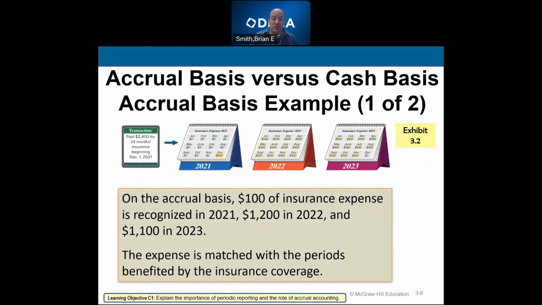So let's look at an example. We paid $2,400 for 24 months of insurance on December 1st, 2021, so we're dealing with that $100 per month. If we're doing the cash basis, we would expense 2,400 on December 1st in 2021, but we're not using that until the next 2 years also. So we can't expense it all in that first month or in that December month. We have to spread it out using the accrual basis of accounting.